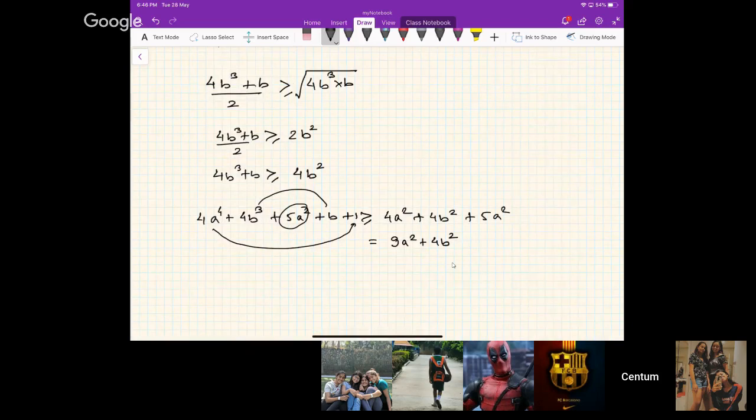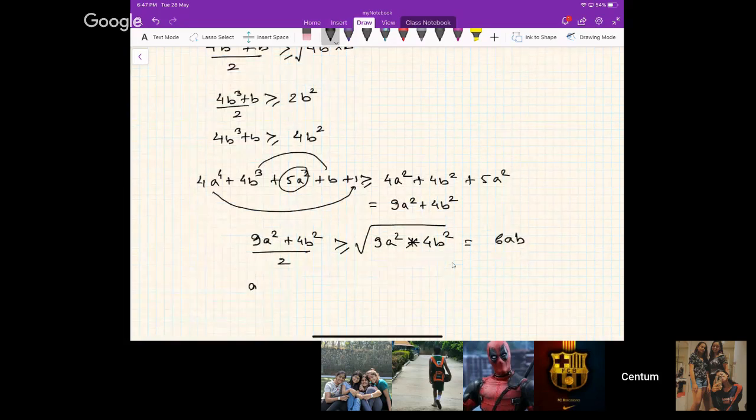Now again, if you see, 9a square plus 4b square divided by 2 will be greater than or equal to the square root of 9a square into 4b square, which is nothing but 9 times 4 is 36, so 6ab. So hence what do I get? 9a square plus 4b square is greater than or equal to 12ab.